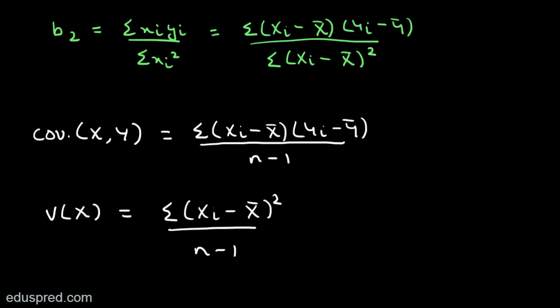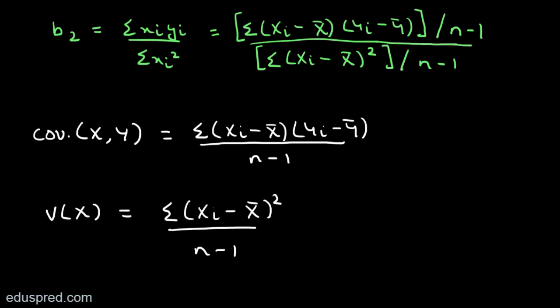Now have a look at the B2 formula that we have. If I now divide the numerator, the expression for the numerator that we have, by n minus 1, and if I also divide the denominator by n minus 1, then I'm not changing the formula, right? I'm dividing the numerator by n minus 1, and at the same time, I'm dividing the denominator by n minus 1. So this does not change anything.